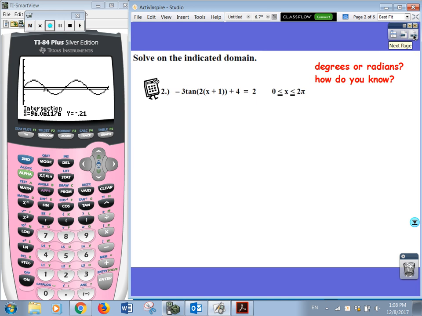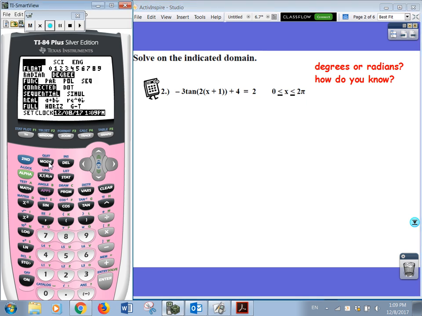This one, notice the domain given is in radians. Now, if I gave you the same problem and asked you to find the general solutions, the degrees or radians wouldn't be given. You would have to figure that out, and you can figure that out very easily by looking at that 1, x plus 1. There's no degree symbol, so that's how we know we would be in radians. But this one is over a given domain, so it's easy to tell.